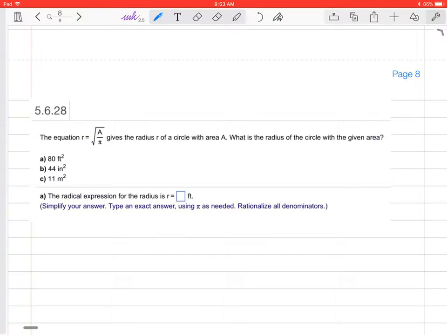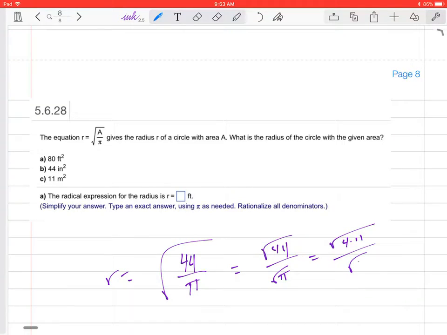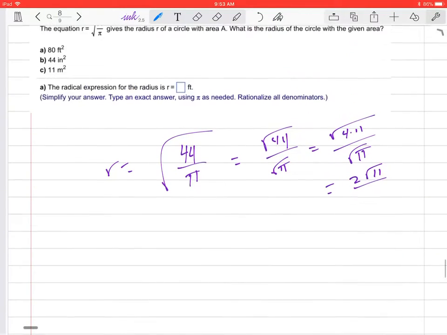All right, so just like we did before, we're going to say the square root of 44 over pi, and r is equal to that. So then we're going to take the square root of 44 over the square root of pi, and then we can simplify the square root of 44. There's some perfect squares, I know. 4 will go into it. 4 times 11 over the square root of pi. So that'll give me 2 square root of 11 over square root of pi, which will give me 2 square root of 11 pi over pi.